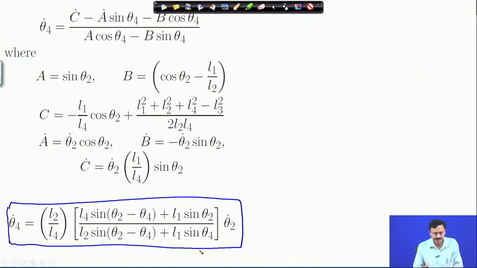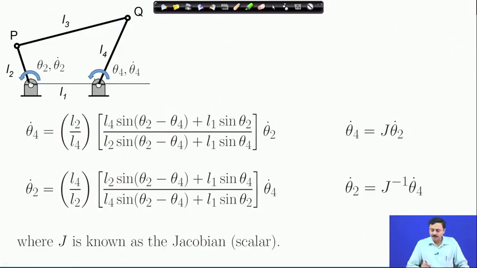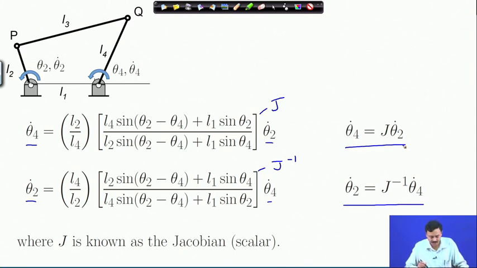And you can see once again that this is a linear relation between theta 2 dot and theta 4 dot, there is a multiplier. So, this multiplier is the Jacobian that we had been talking about. So, here I have defined this as the Jacobian. The Jacobian takes theta 2 dot as input and gives us theta 4 dot, whereas this Jacobian inverse takes in theta 4 dot and gives us theta 2 dot. So, these are the expressions compactly written in terms of the Jacobian. Now, here again the Jacobian is a scalar, that means it is a number. Given the configuration, now you can very easily find out the Jacobian.